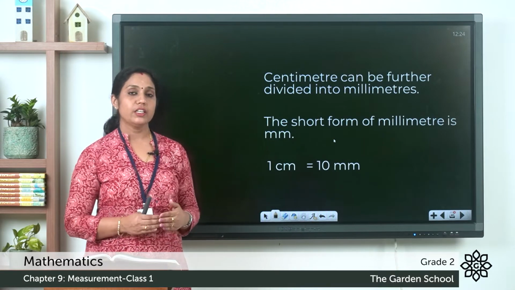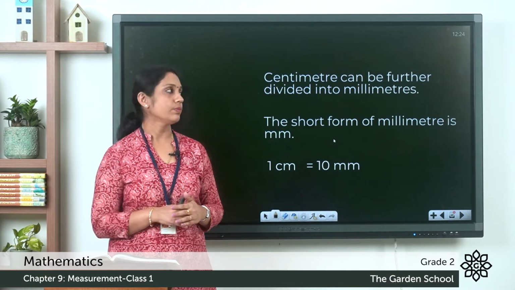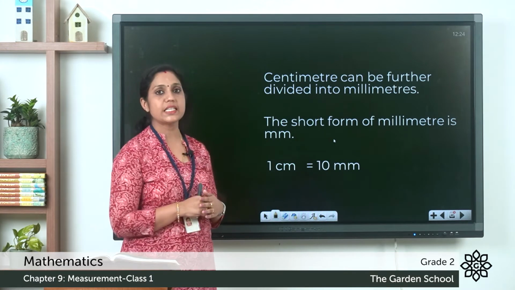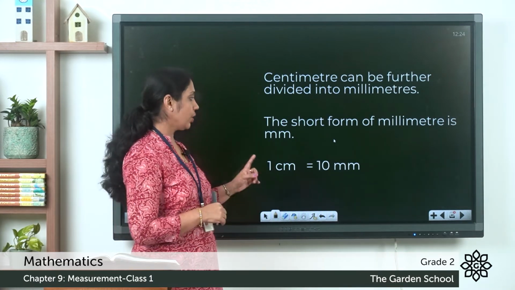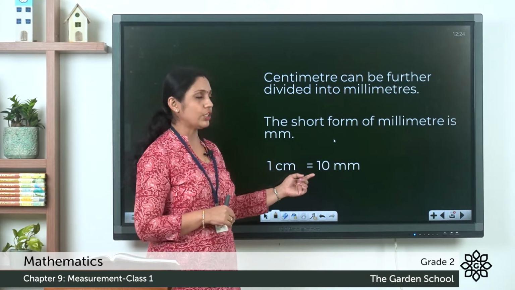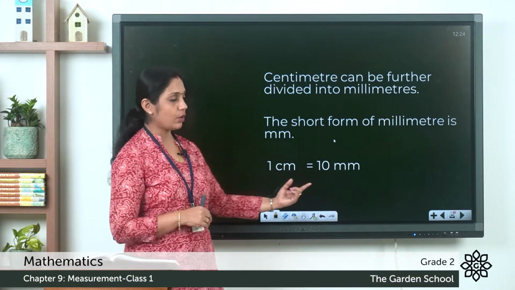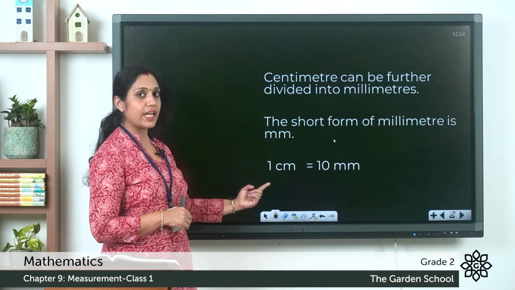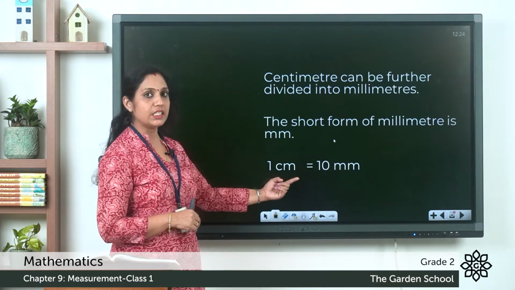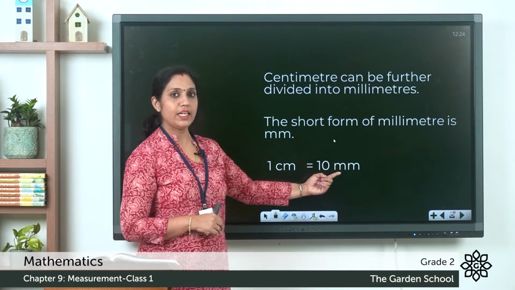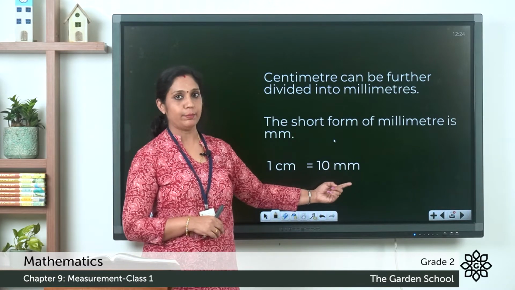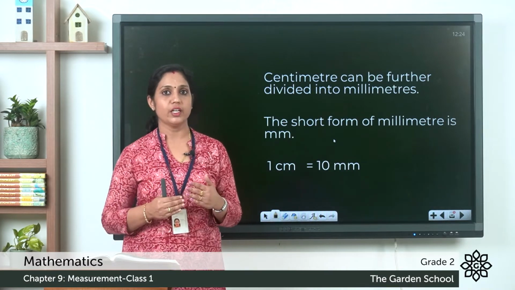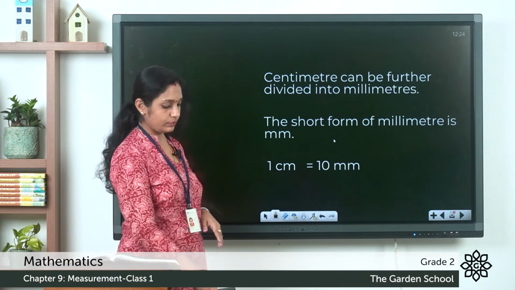Centimeter can be further divided into millimeters. So the short form of millimeter is mm. And you can see that 1 centimeter is equal to 10 millimeters. So how we can read it? 1 centimeter, that is 1 cm, is read as 1 centimeter is equal to 10 millimeter, that is mm. So centimeter is further divided into millimeter.